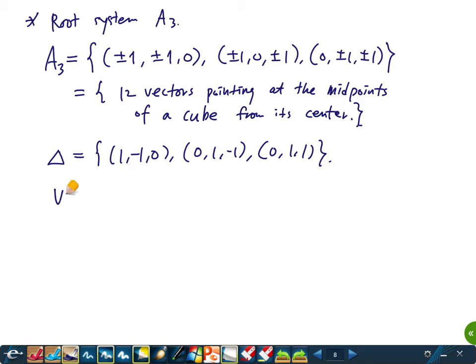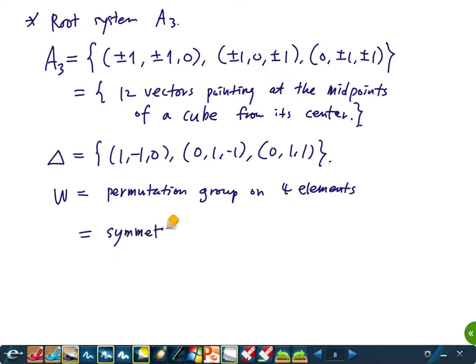And in the Weyl group, we know that the Weyl group of An is a permutation group on n plus 1 elements. In this case, it's the permutation group on 4 elements. And in fact, it has a geometric description in this way: the symmetry group of the regular tetrahedron.